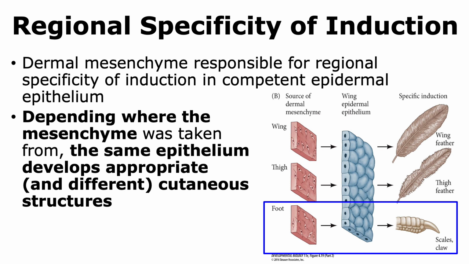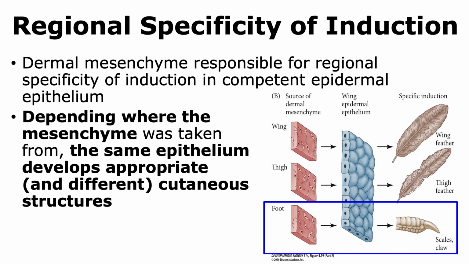Now, if we take the dermal mesenchyme from the foot of the embryo of a bird and mix it or associate it with the wing epidermal epithelium, then what we observe is we don't see feather formation at all, but we see claw formation occur.